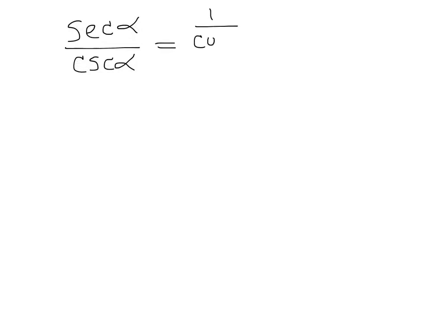If we look at problem number 3, we again have two different trig functions. We have the secant of alpha over the cosecant of alpha. Oftentimes it is very helpful to rewrite the expression in terms of sine and cosine. So secant of alpha is 1 over the cosine of alpha, which is being divided by cosecant, which is 1 over the sine of alpha.